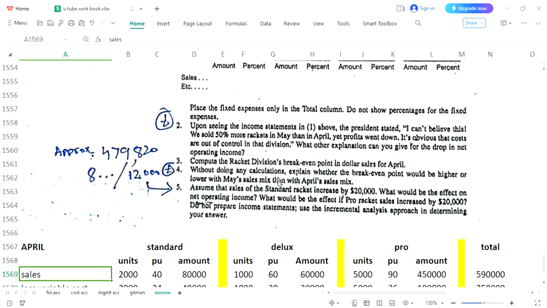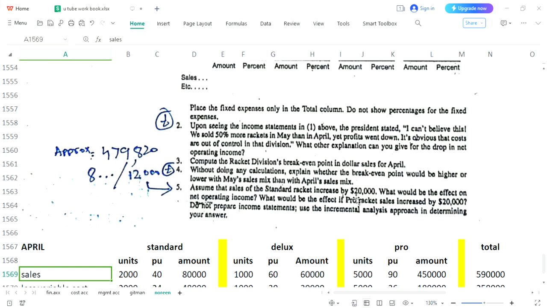Okay. Assume that sale of standard racket increased by 20,000. What would be the effect on net operating income? It's very easy. You will calculate the difference of two contribution margins: old contribution margin and new contribution margin when sale has been increased. Same would be the difference in our net operating income.